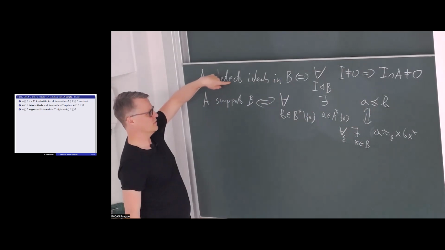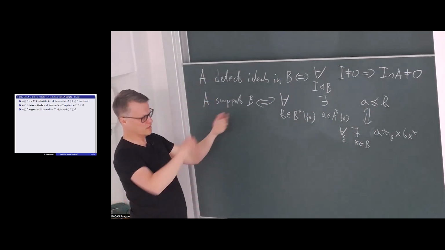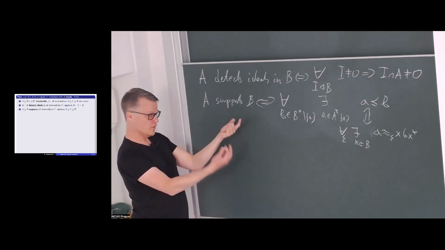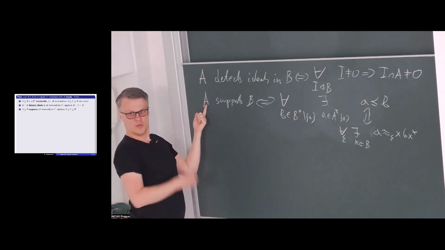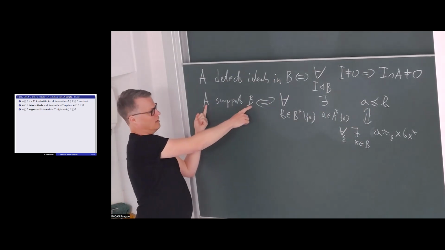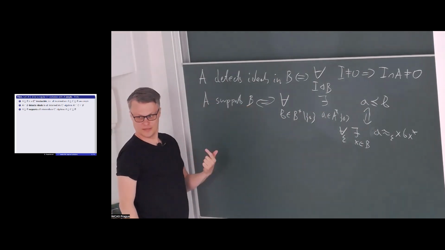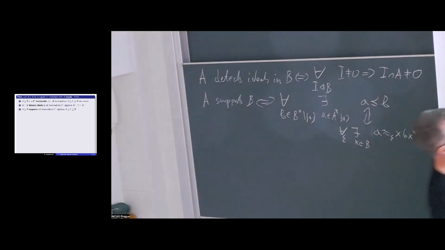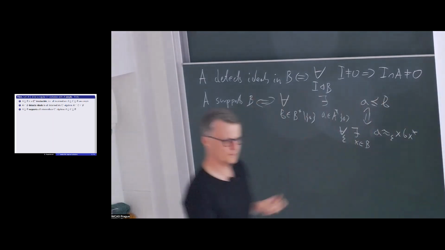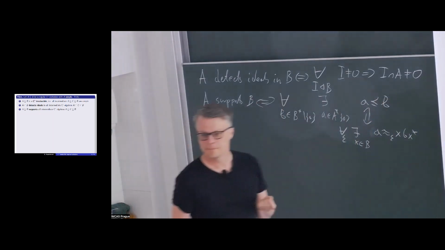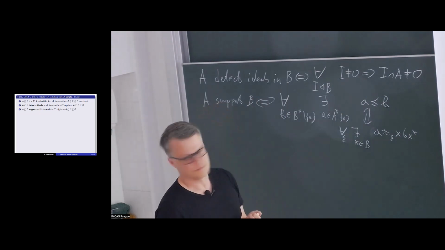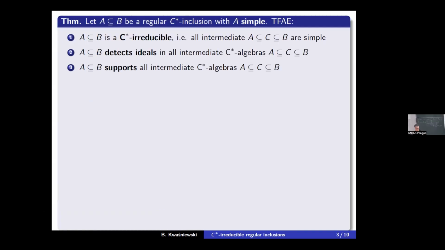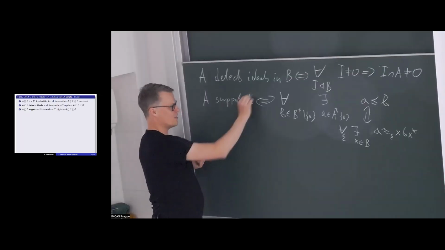This condition is important for studying the ideal structure, and this one is, for instance, important for studying pure infiniteness. So whenever A is simple and purely infinite and supports B, then B is also simple and purely infinite. So having condition 3, and assuming in addition that A is purely infinite, we get that all intermediate C-star algebras are purely infinite. A supports all intermediates means that A supports all C. Yes, I just defined this for B, but then you can replace B by C. That's the correct understanding.